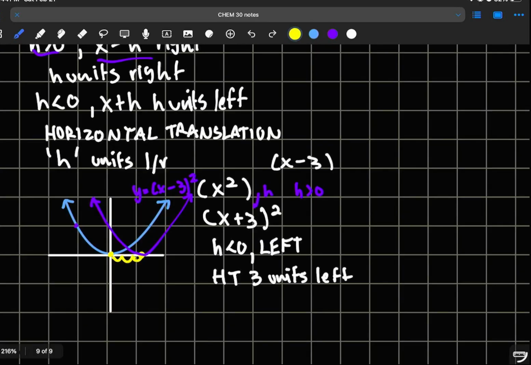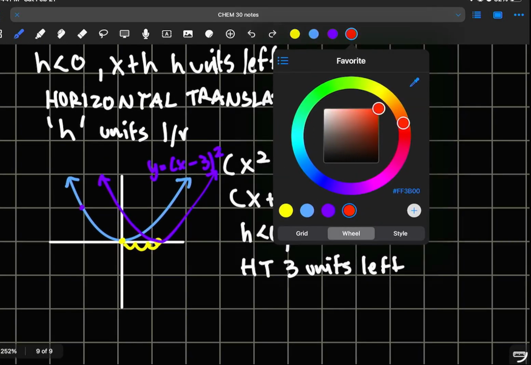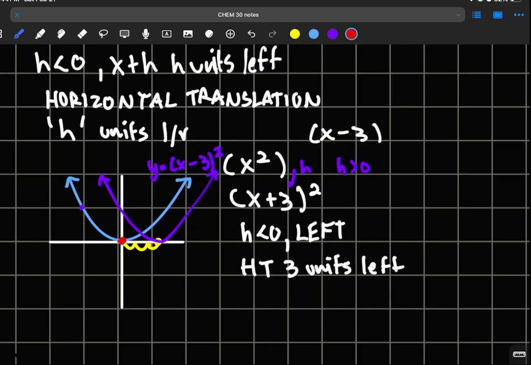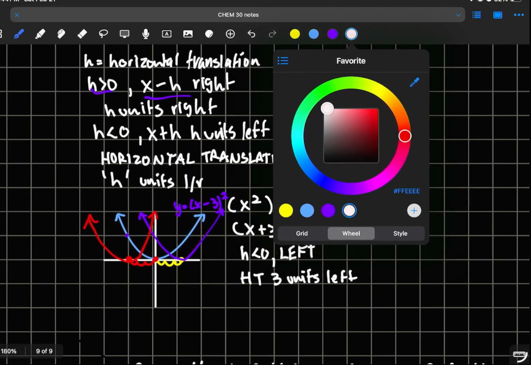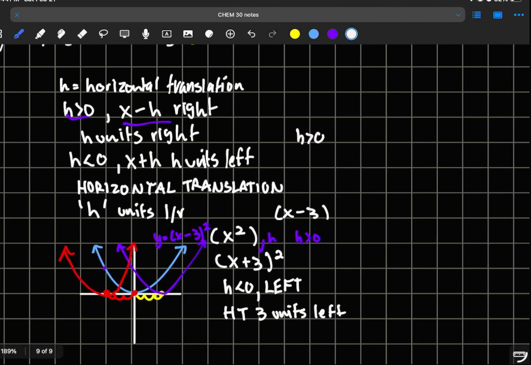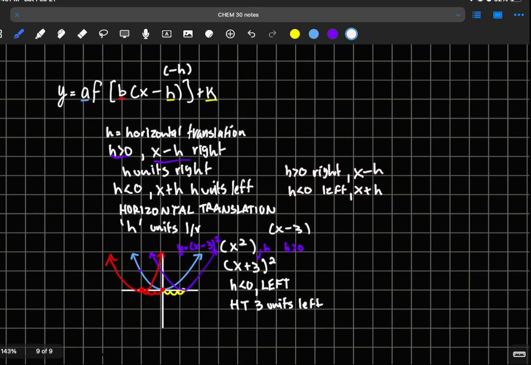Now, what we can do is we can draw this out. Our original graph of y equals x squared was at 0, 0. And now if we move it 3 units to the left, it should be somewhere over here. All I want you to take away from this is that when h is positive, you're going to be moving right. When h is negative, you're going to be moving left. And when h is negative, you're going to be adding to x, so x plus h. And when h is positive, you're going to be subtracting h. And that is the parameter h, which determines horizontal translations.